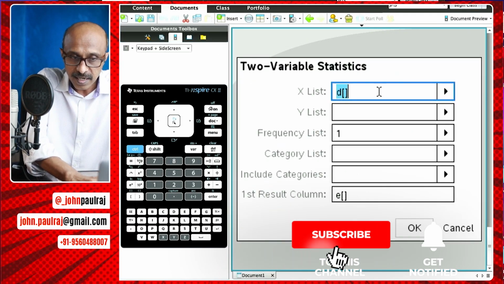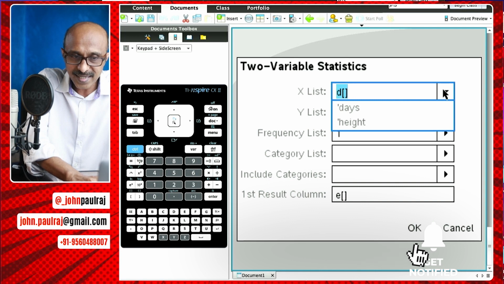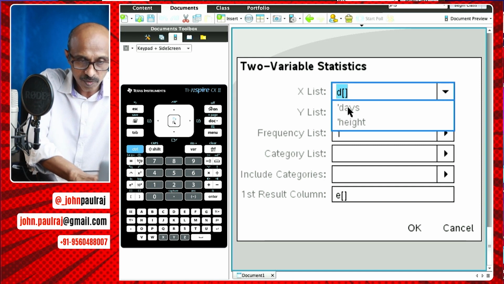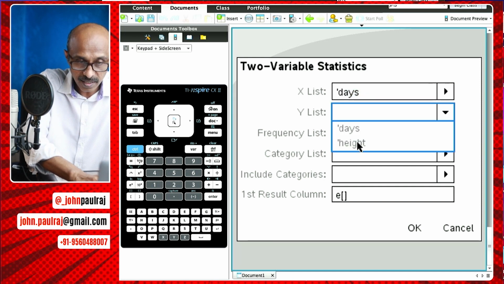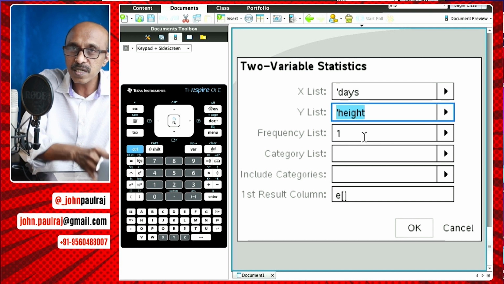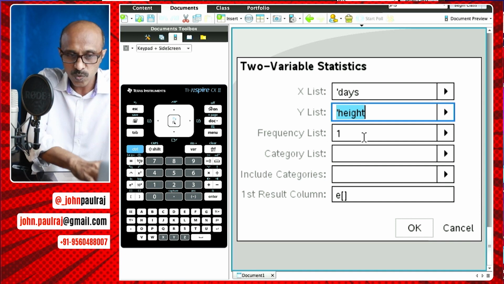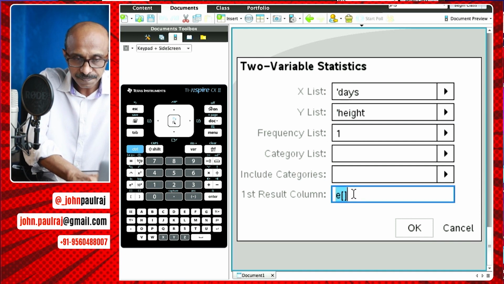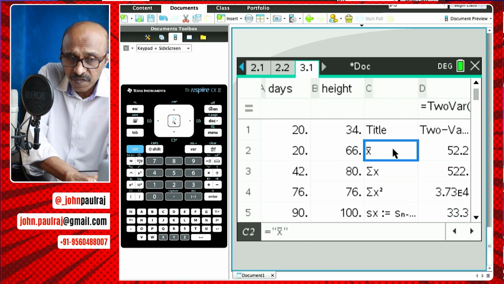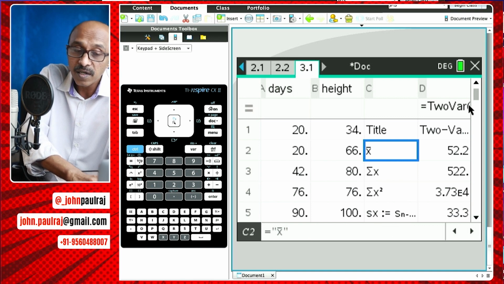So two variable statistics. Here again, it'll give you a similar kind of menu, right? So the X list, we don't know what's X or Y, but the question, thankfully, they've given us something, all right? Number of days is going to be the X list. The height is going to be the Y list. Frequency can be one, and if there's no frequency distribution, just leave it as one. First list, again, that can be C, because we've entered A and B. You can enter C here, and now this X bar refers to the mean of the days, okay?